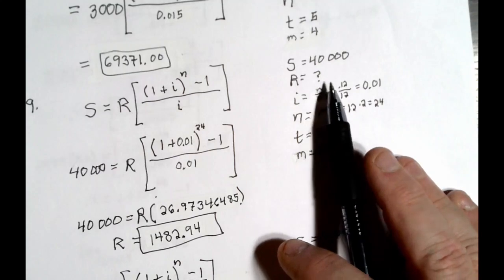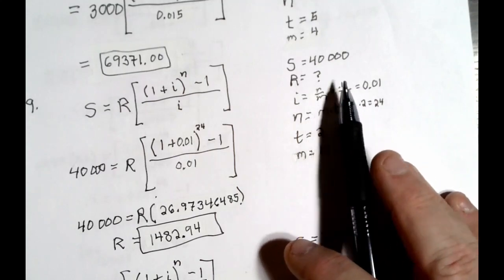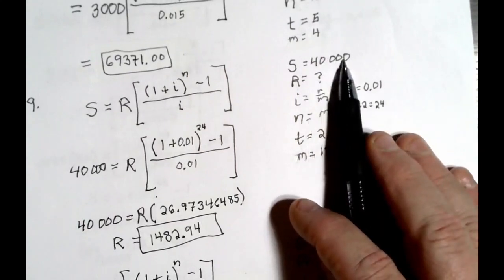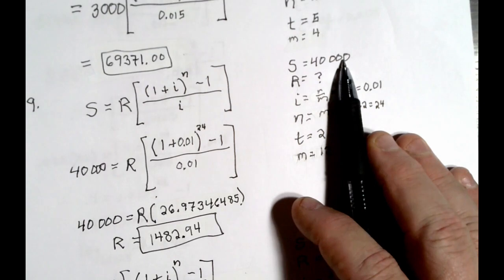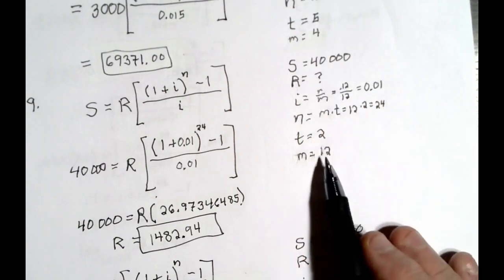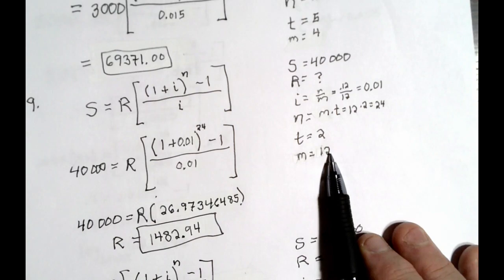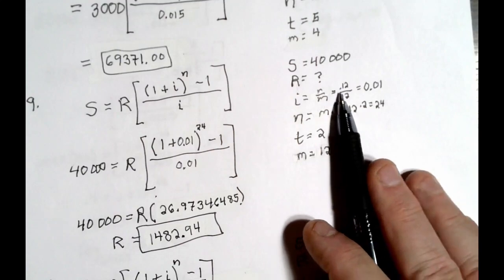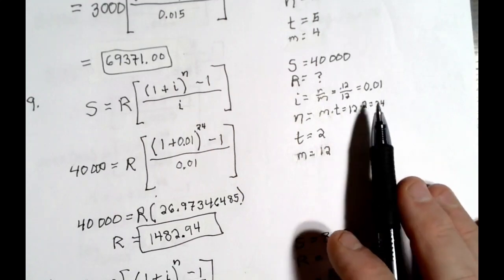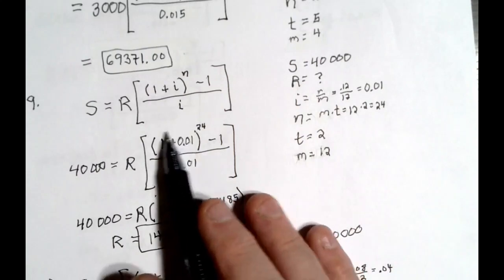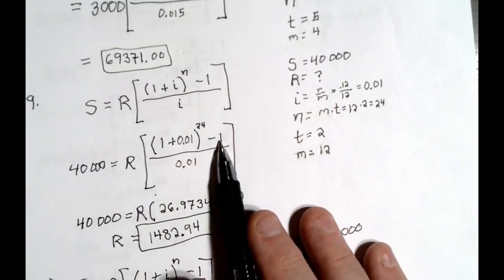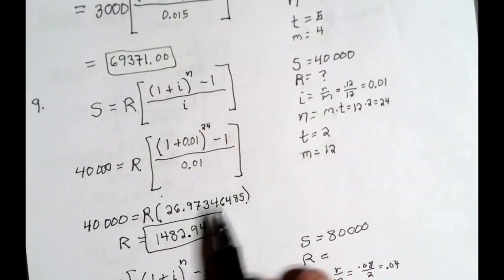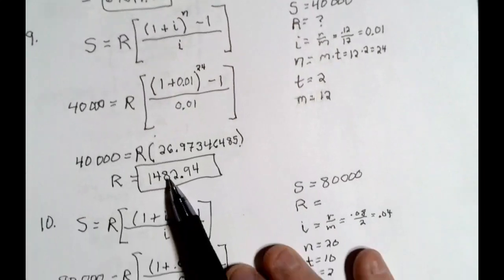Number 9. The Weidmans want $40,000 in 2 years for a down payment on their house. So it's for 2 years, and $40,000 is the amount you want in the end. So that's your S. R is the unknown. They're making monthly deposits, compounded monthly. So M is 12. N is M times T, or 24. I is interest rate over M, so it's 0.01. You plug in all that stuff and you figure out what this guy is to the 24th. Enter, subtract 1, enter, divide by this, enter, write it down, and then divide both sides by that number and you get 1482.94.